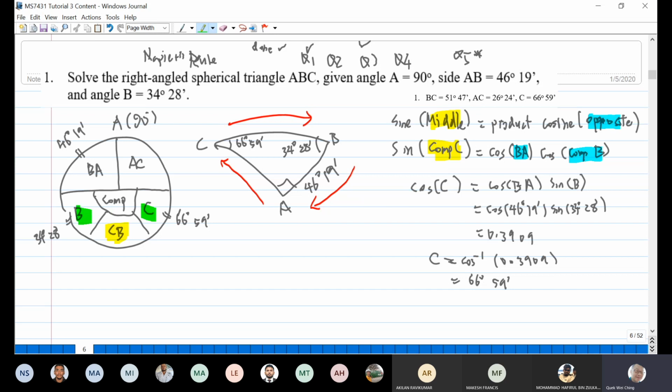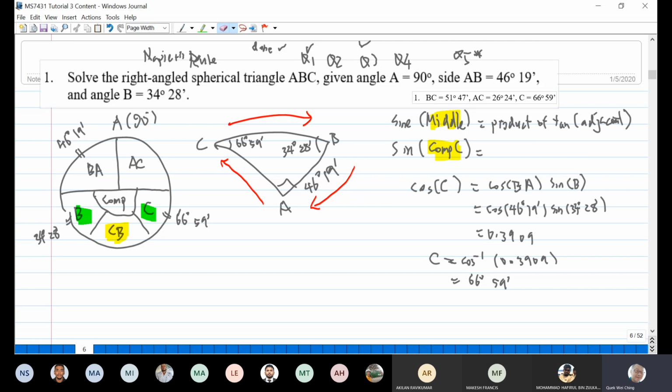So this time, sine of the middle part is, by Napier's rule, a product of tangent of the adjacent parts. This is how you remember: opposite, you use cosine, product of cosine. Adjacent, green color one, you do product of tangent. So this is the second part.